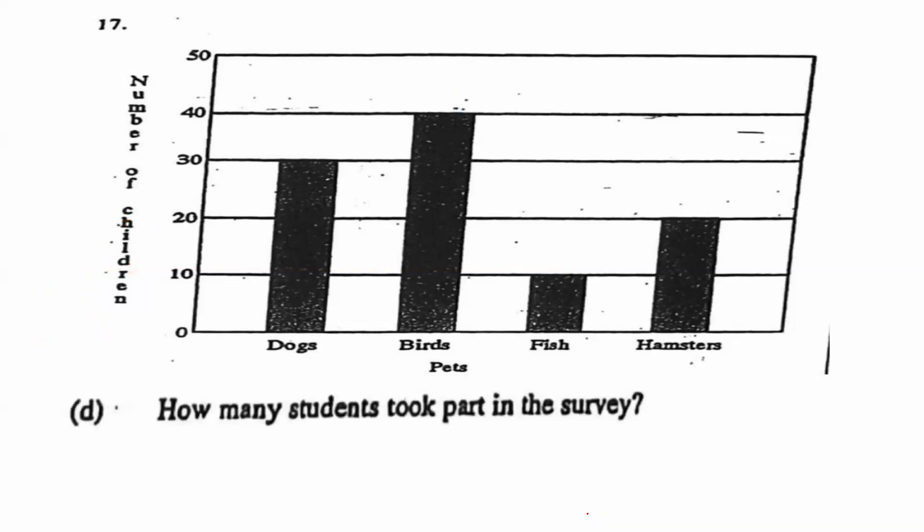All right, moving right along. Let's go to the next part. How many students took part in the survey? So we have to add up all the numbers. We have 30 plus 40 plus 10 plus 20. Let's add up all the numbers.